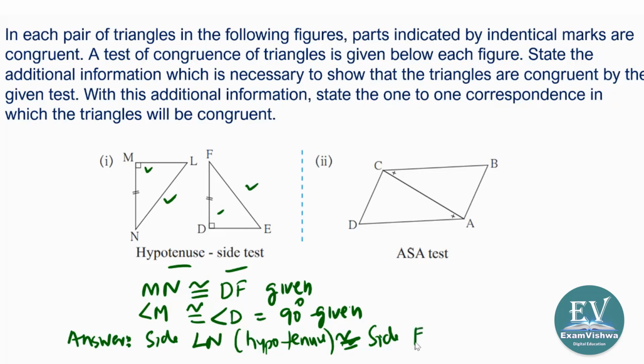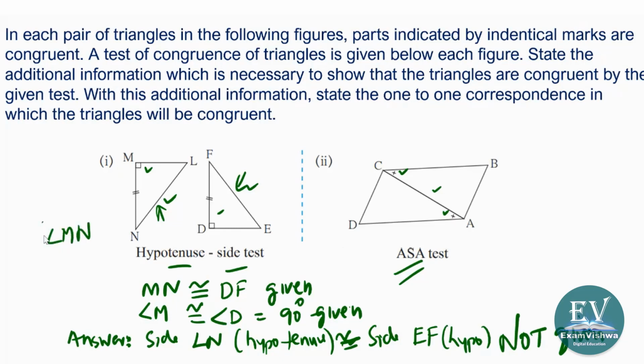Side EF, which is the hypotenuse again, not given. This is the answer. Hypotenuse side test के लिए जो hypotenuse का congruency चाहिए वो दिया नहीं. But in this case the test is ASA. ASA. Okay. So here the correspondence is in such a way that LMN is in correspondence with EDF.